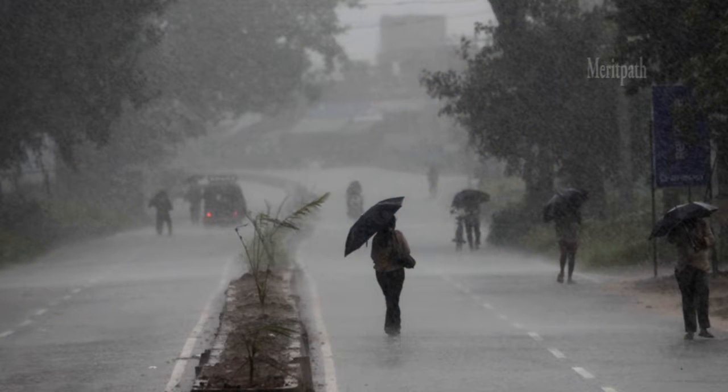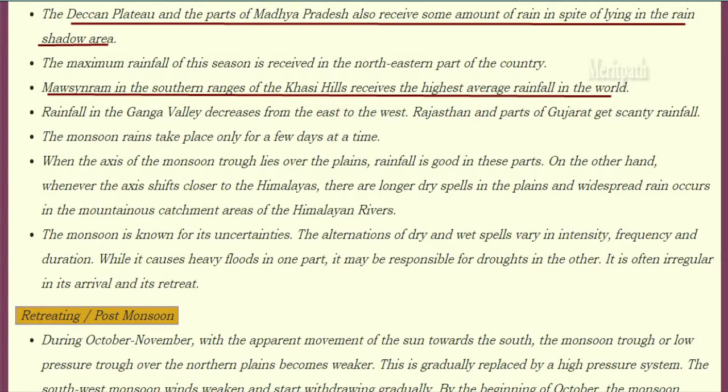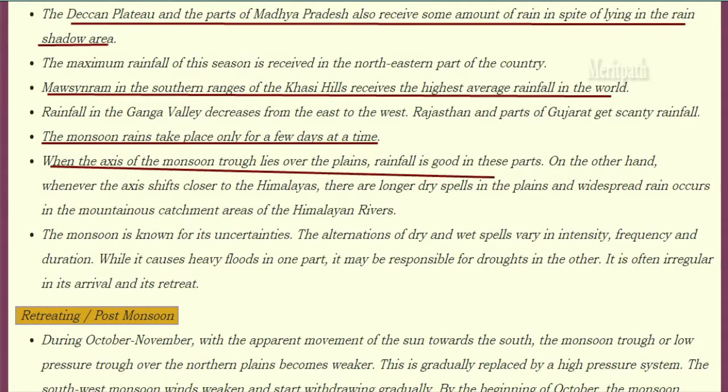Early in the season, the windward side of the Western Ghats receives heavy rainfall, more than 250 centimeters. The Deccan Plateau and parts of Madhya Pradesh also receive some amount of rain in spite of lying in the rain shadow area. Maximum rainfall of the season is received in the northeast part of the country. Mawsynram in the southern ranges of the Khasi Hills receives the highest average rainfall in the world.